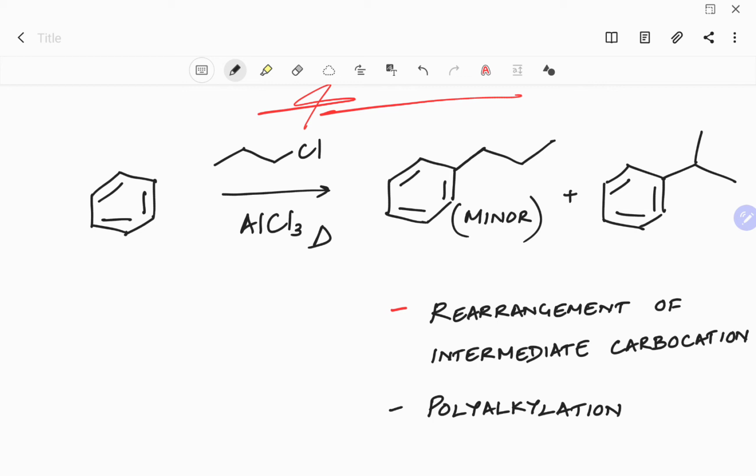And you know why. The main reason is that when you use this alkyl halide, the carbocation it forms is a primary carbocation, which is not very stable. Instead, if you can form a secondary carbocation by the hydride shift, the secondary carbocation will be more stable.